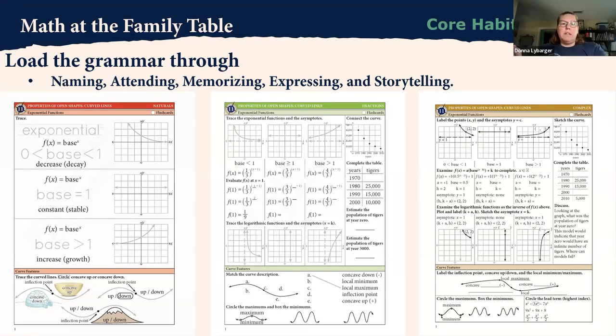Also noticed that naturals, row 1, 2, 3 equates to column 1, 2, 3. Good. So that attending is looking at that detail and describing what we're seeing, right? And so just talking through those graphs and saying, what is it that you see?